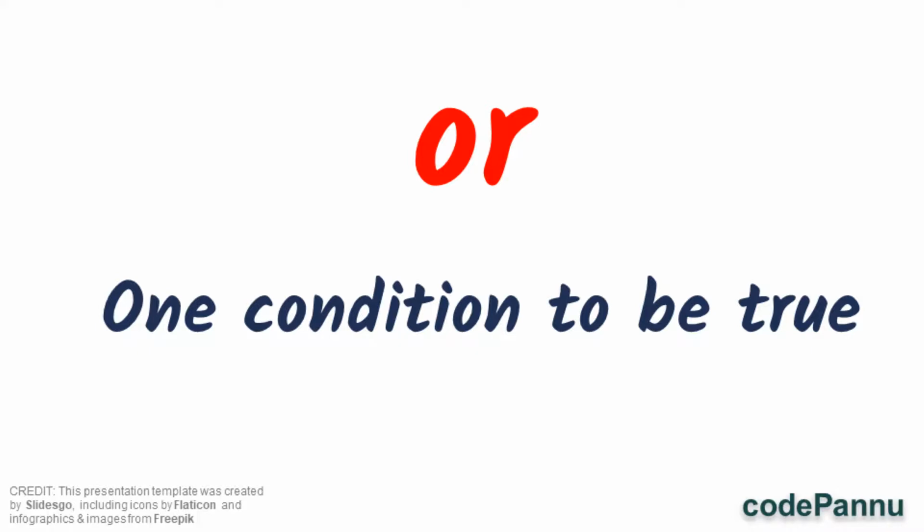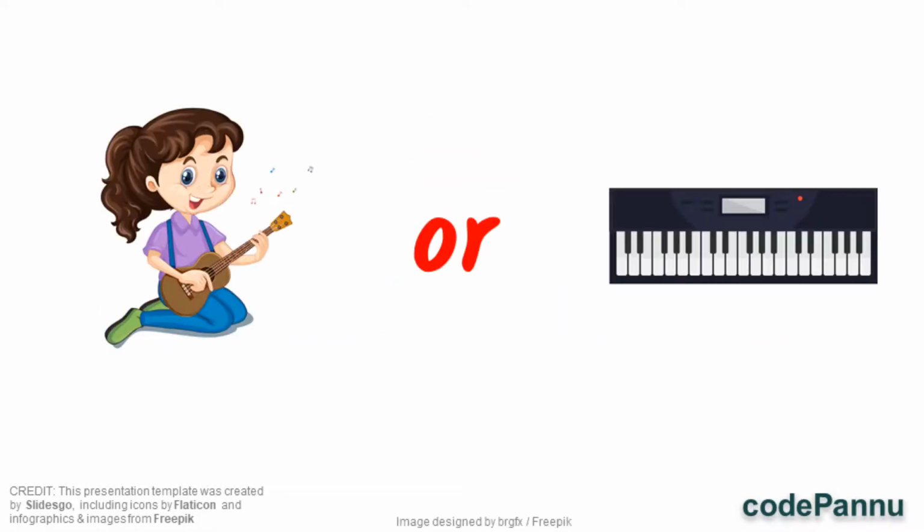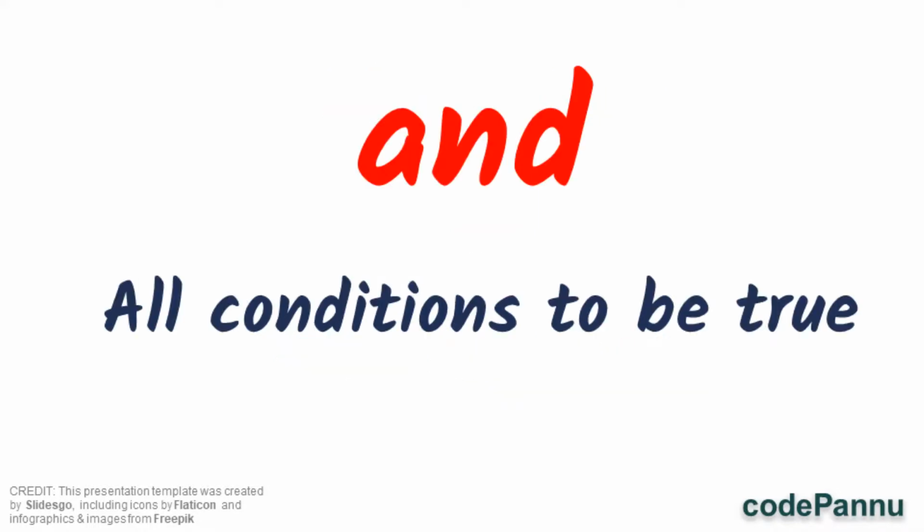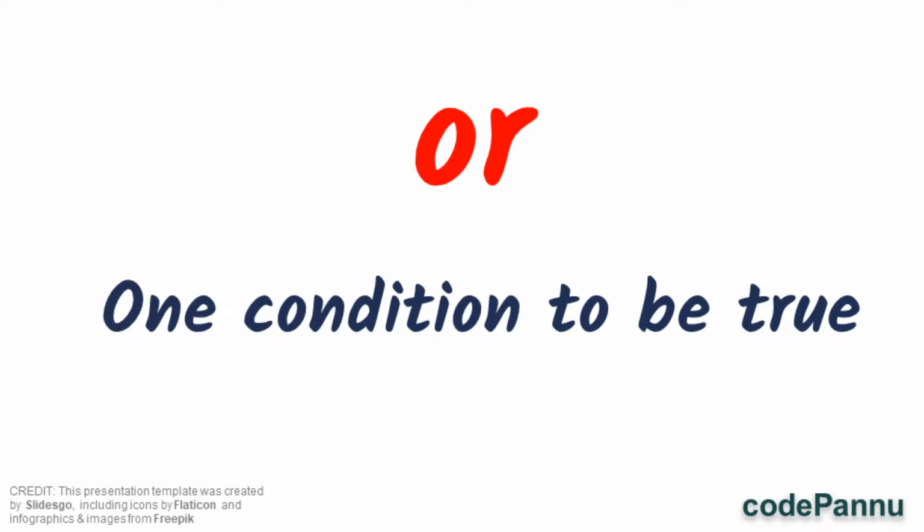Another example is if we want to join the school music band and they say, if you can play guitar or if you can play keyboard, you can join the team. So they are saying you should know how to play any one. So now we know that in the real world we use and if we want all the conditions to be true, and or if we want any one of the conditions to be true.